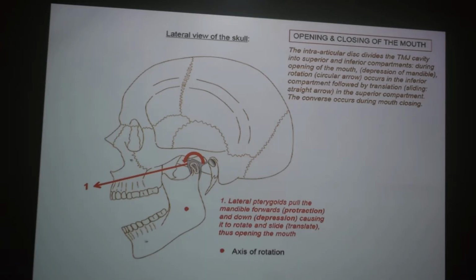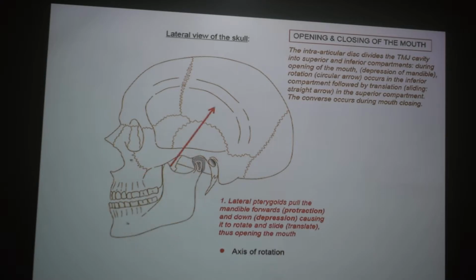As a result, your mouth is going to open. But it is not done solely by the lateral pterygoid. There are also accessory muscles of mastication, like the anterior belly of digastric, the mylohyoid muscle, and the geniohyoid muscle. So mylohyoid, geniohyoid, and anterior belly of digastric are accessory muscles which are going to pull the mandible down and will assist in opening of the mouth.